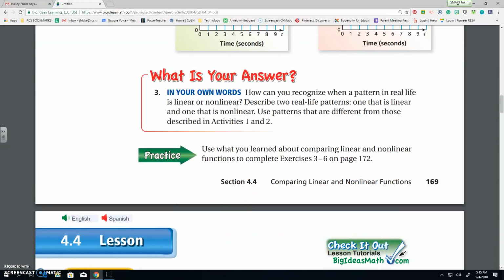Alright, do me a favor and just in your own words, I want you to see if you can answer question number 3. Once you've got the question answered, you can then move into the lesson.